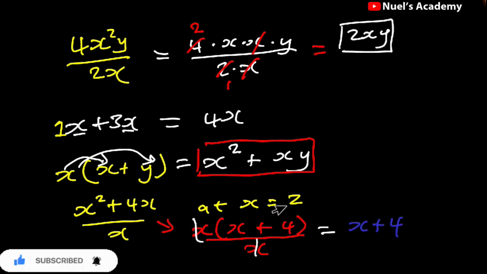Then at x is equals to 2, we're going to substitute x with 2. We have 2 plus 4. This is going to be equals to 6. And then this is the answer to this question.